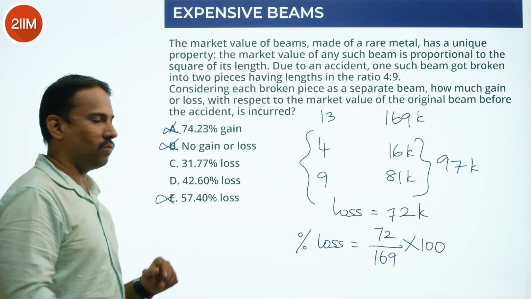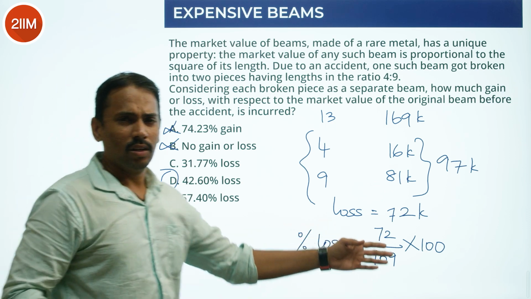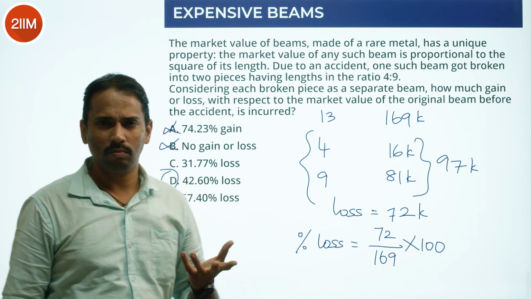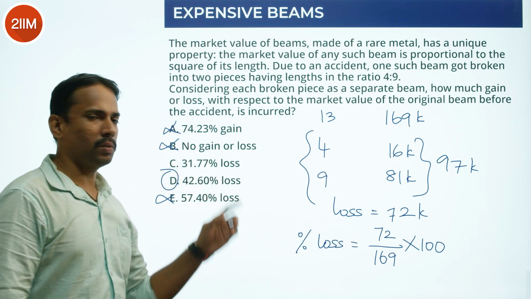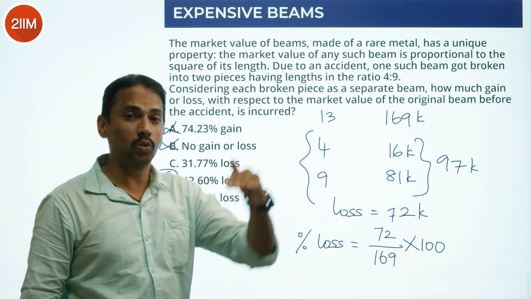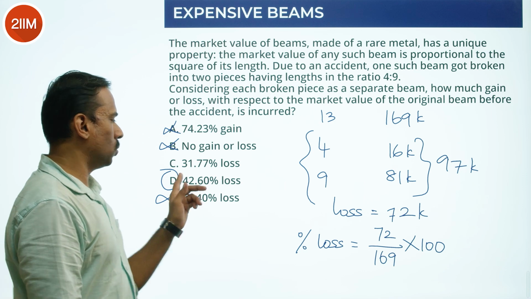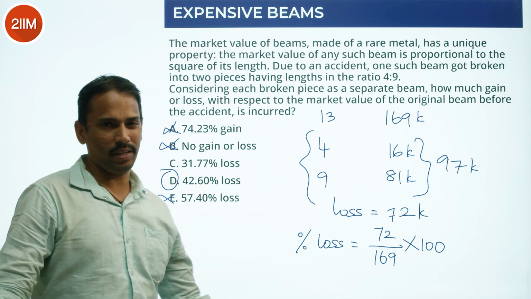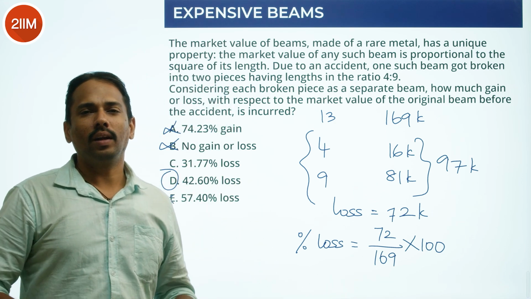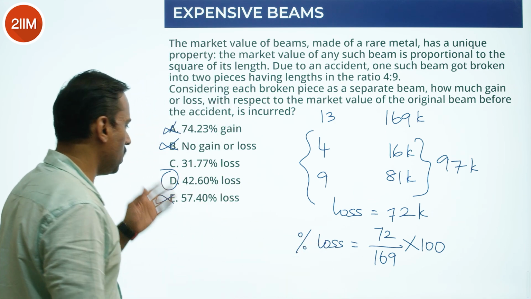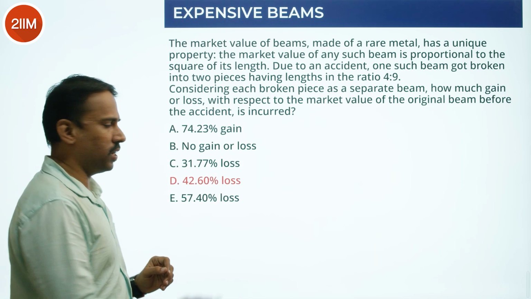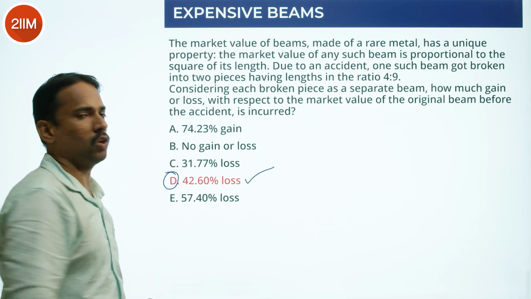Now we can get to D. Again, with 170, 30% itself will come only close to 51, 52. That means 30% or 31% can't be the answer; it's too low. That's why 42.60 is going to be the answer. Again, working this manually, you can pull the calculator and get it done very easily. So option D must be the right answer. We'll quickly check this. Yes, we are right. Option D, 42.60% loss is the right answer.